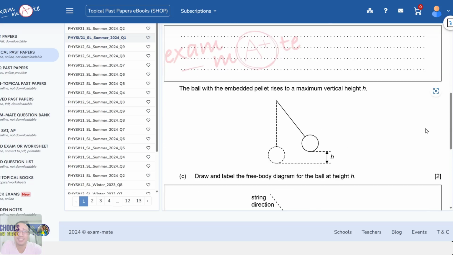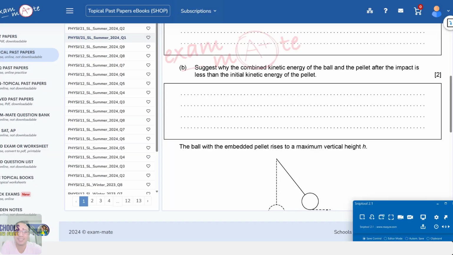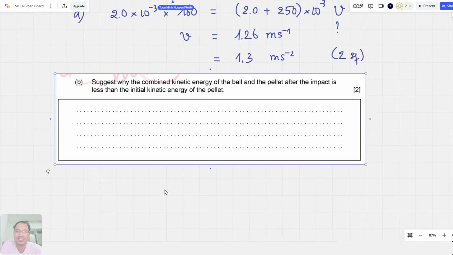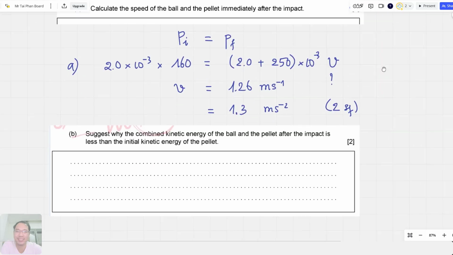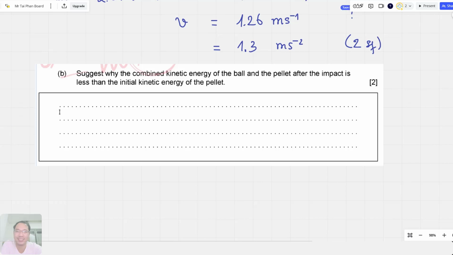Now question B. Let's take the screenshot of question B first before moving to C. Suggest why the combined kinetic energy of the ball and the pellet after the impact is less than the kinetic energy of the pellet. Explain why it's less. Is it because it has more mass? No, it's not the correct answer.